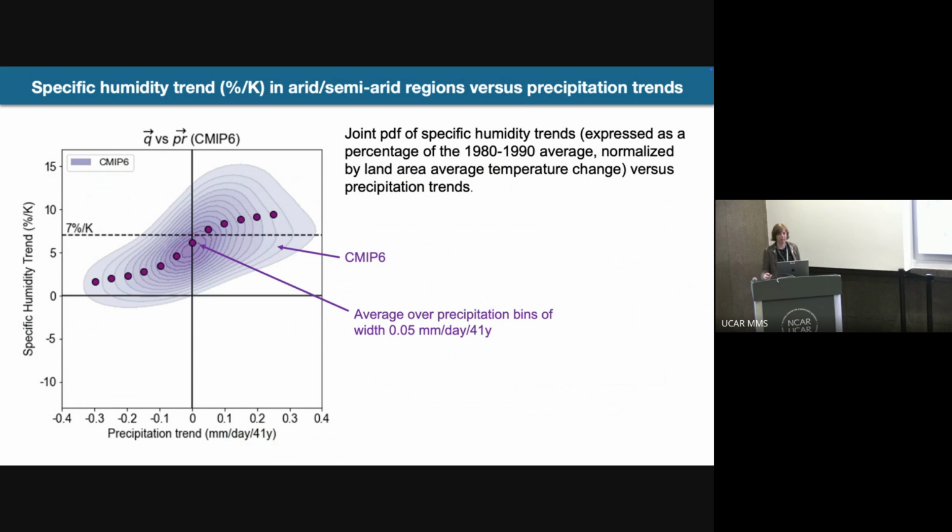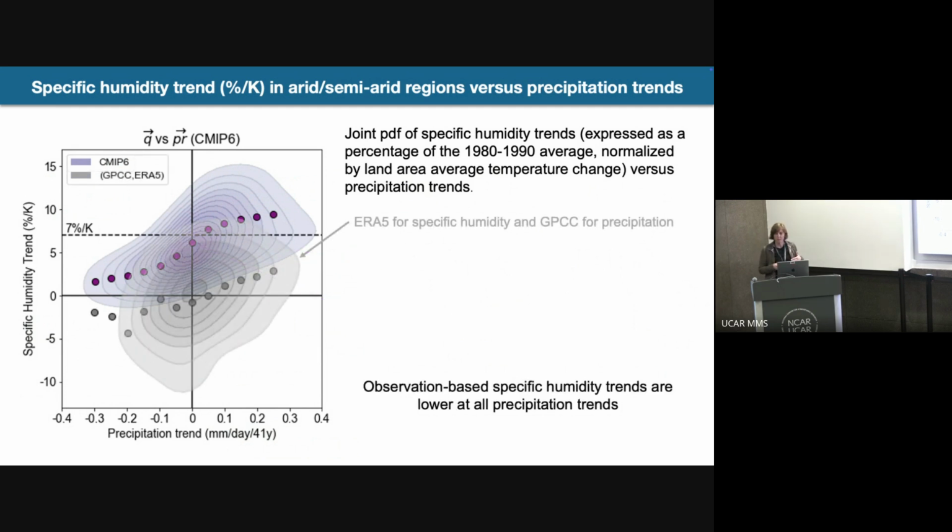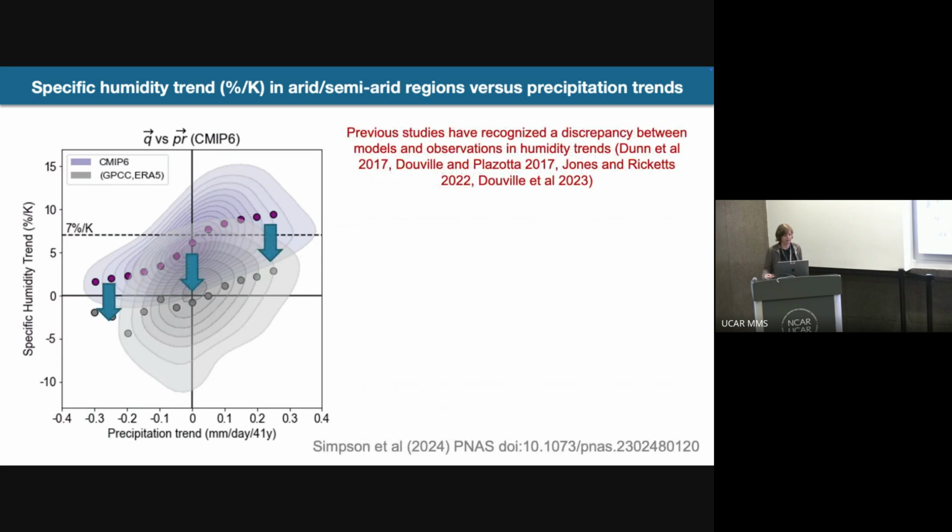We can compare that with what we'd expect from Clausius-Clapeyron scaling. The model shows an overall rise in humidity that's very close to Clausius-Clapeyron scaling. If a location has had a positive precipitation trend, you're slightly above that, and if it's had a negative precipitation trend, you're slightly below that. When you look at the observation-based data, the whole distribution is shifted down. Models show a rise in humidity very close to Clausius-Clapeyron scaling, and observations show no rise at all over these arid and semi-arid regions.